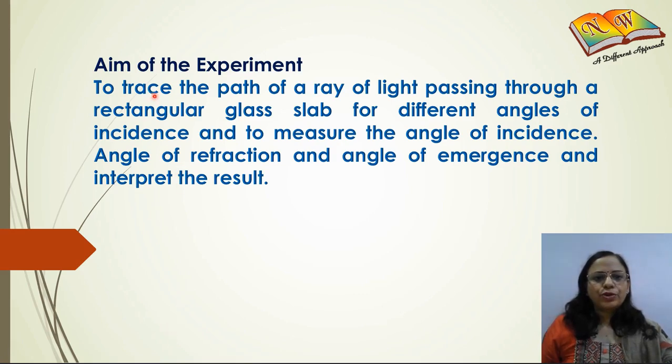Experiment, we are going to trace the path of a ray of light passing through a rectangular glass slab for different angles of incidence, and we will measure the angle of incidence, the angle of refraction and the angle of emergence with the help of a protractor and interpret the results.